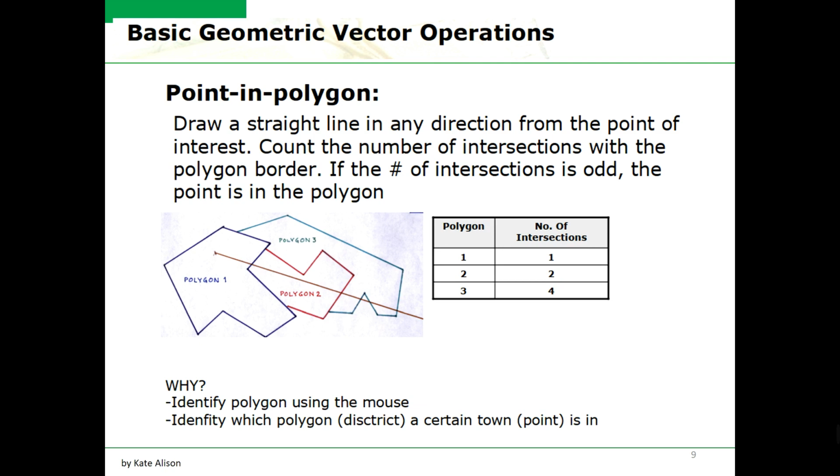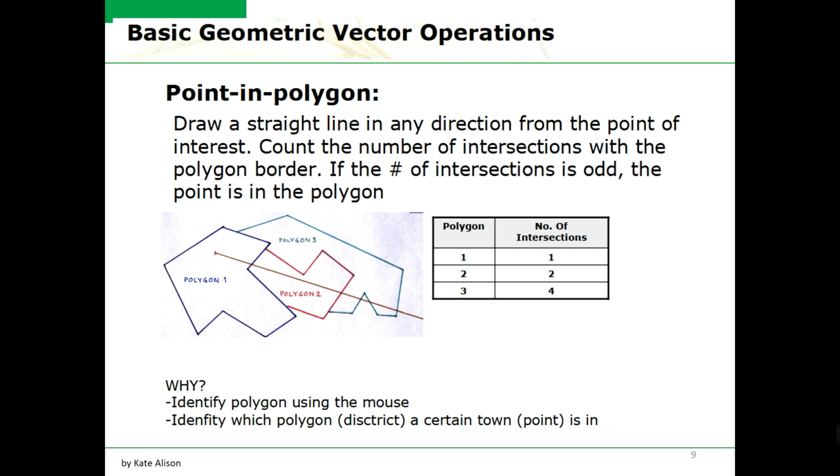Another basic geometric vector operation is point in polygon overlay. When you have a point like here in this image, and you have several polygons, and you have to overlay those two, how is it performed in GIS? GIS draws a straight line in any direction from the point of interest and counts the number of intersections with a polygon border. If the number of intersections is odd, the point is located in the polygon.